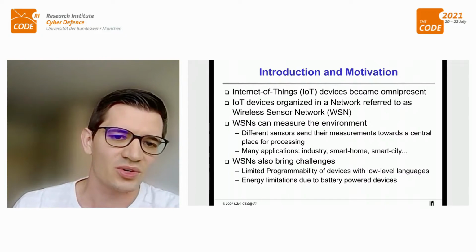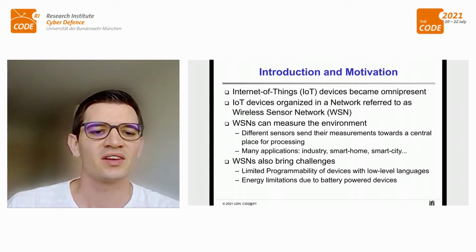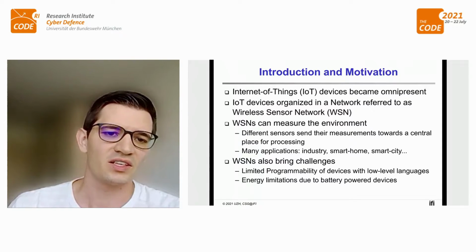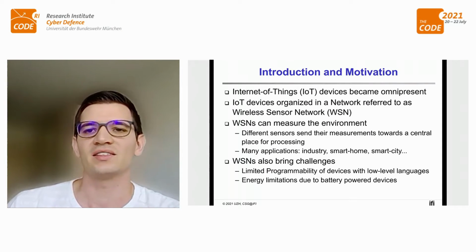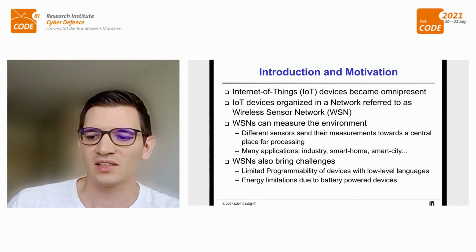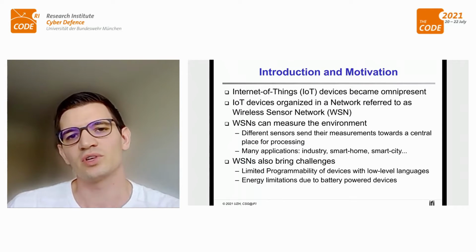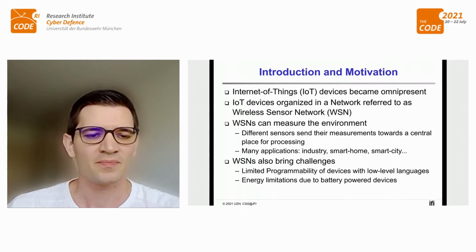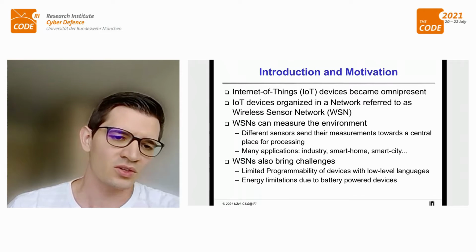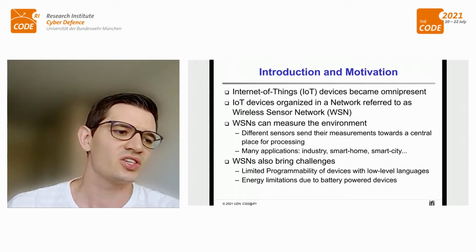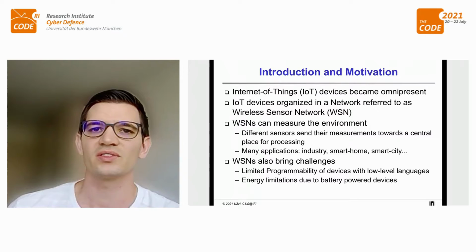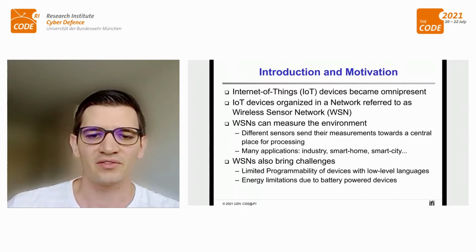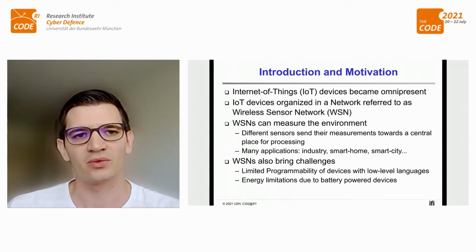But wireless sensor networks also bring their challenges. For example, two main challenges are the limited programmability of the devices. Implementing advanced functionality often requires tedious implementation with low-level languages. And also these devices are very energy constrained because they often are placed somewhere where there's no power source nearby, and therefore they often are battery powered.